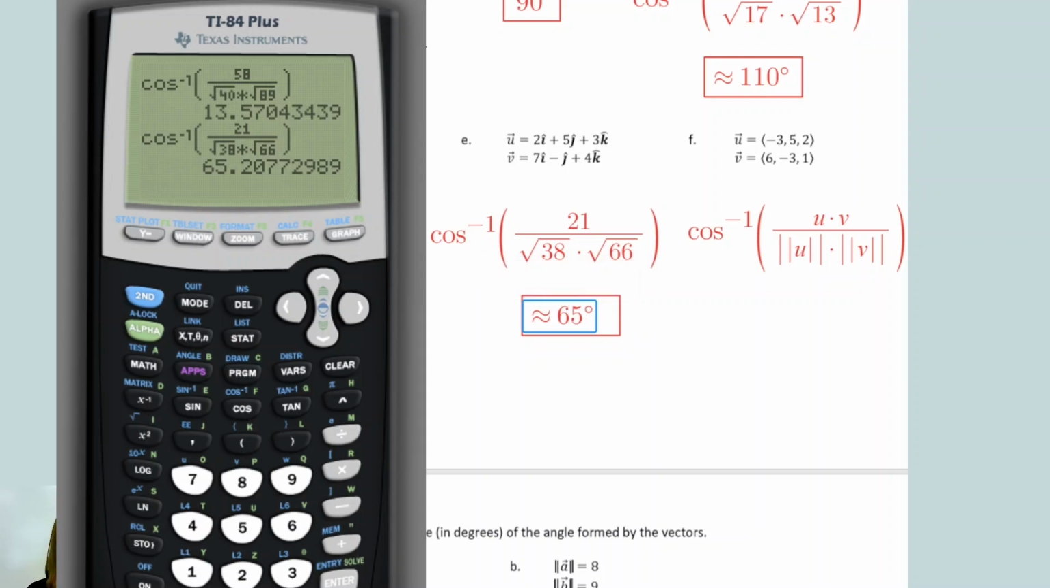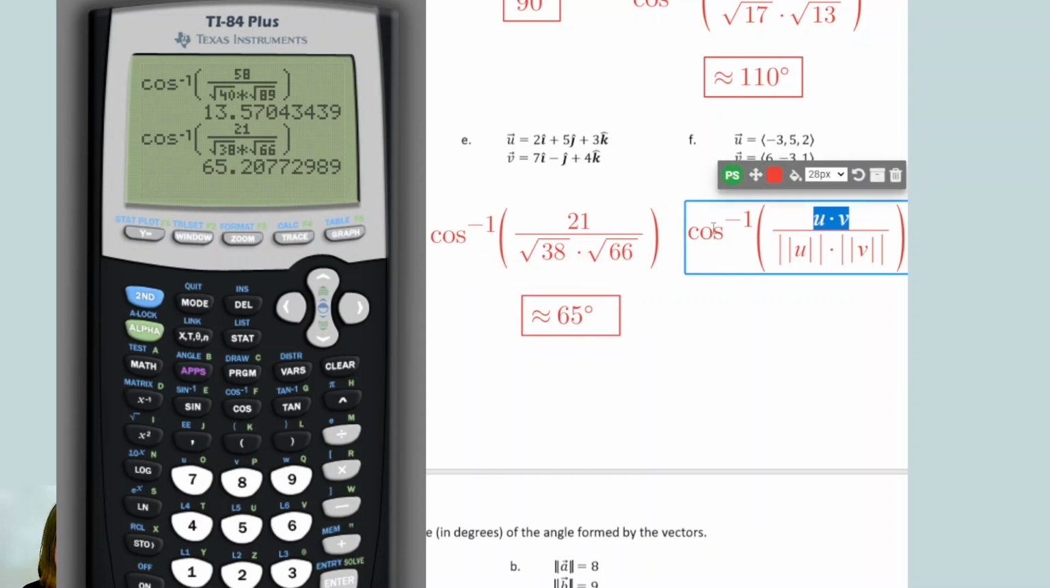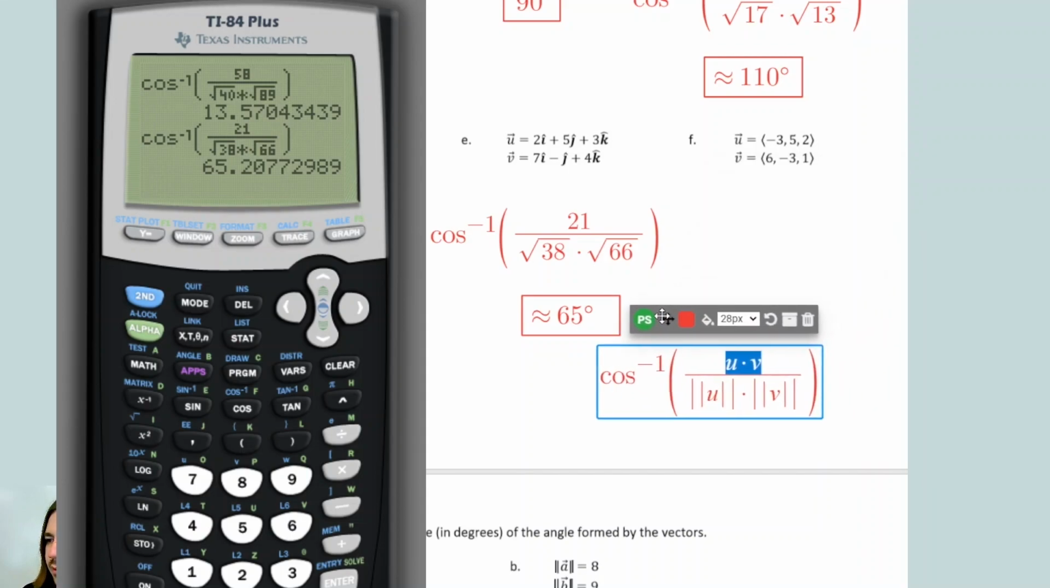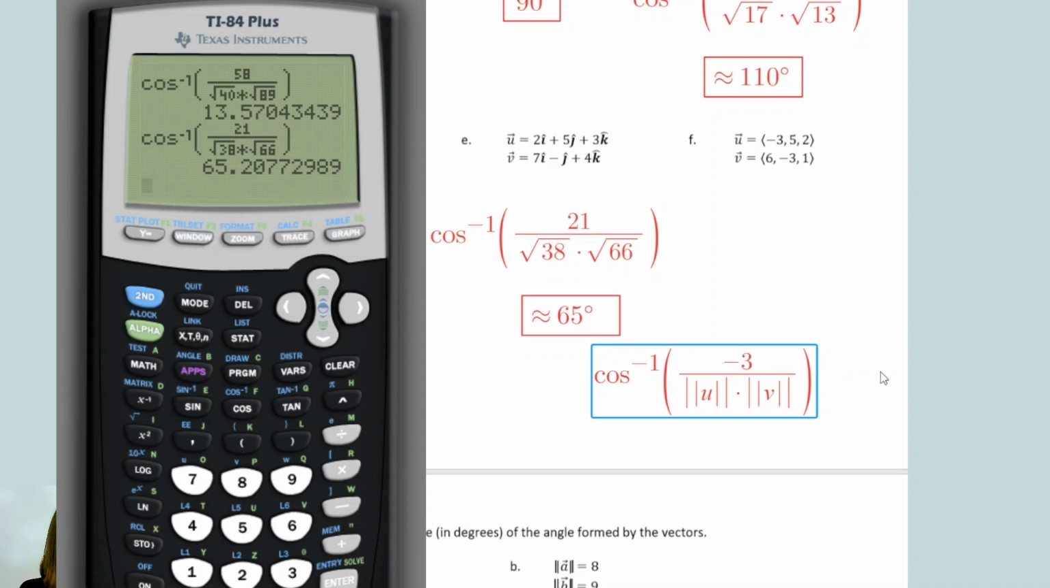All right, letter F. We're going to do the dot product the same way we did it before. I'm going to move it down here because this is probably going to take up some space. So we've got -3 times 6 plus 5 times -3 plus 2 times 1. Again, I'm just multiplying these corresponding components. We get -18. 5 times -3 would be -15. And 2 times 1 is 2. So -18 minus 15 is going to be -33, plus 2 is going to be -31.